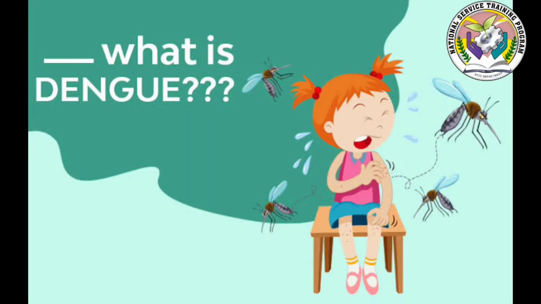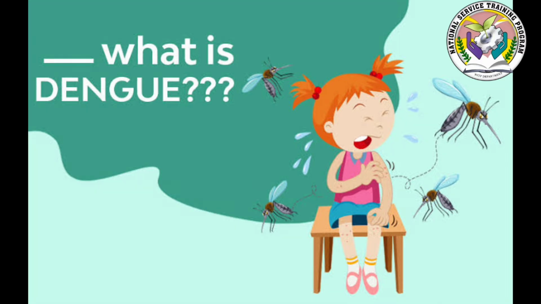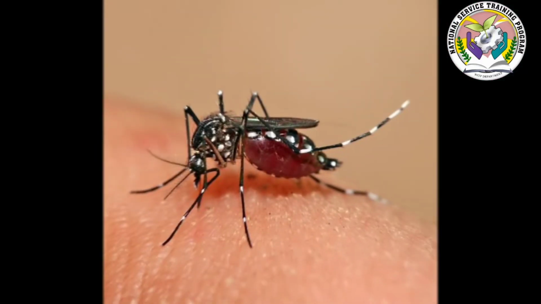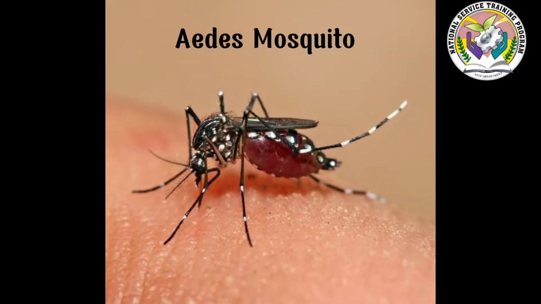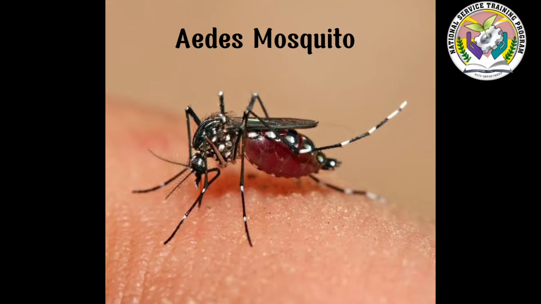So let's discuss what is dengue. Dengue is a viral infection transmitted to humans through the bite of infected mosquitoes. The mosquito responsible for it is the Aedes mosquito, a small dark mosquito with white lyre-shaped markings and banded legs. It can transmit the viruses that cause dengue fever.